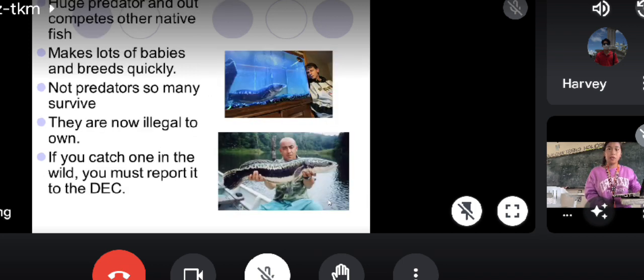It is a huge predator and outcompetes other native fish. It makes lots of babies and breeds quickly. It has no predators, so many survive. They are now illegal to own. If you catch one in the wild, you must report it to the DEC.